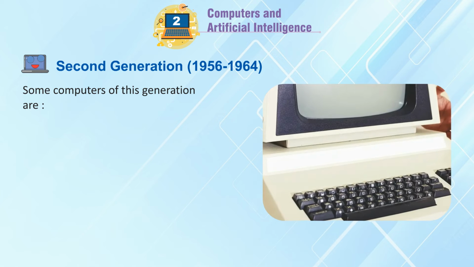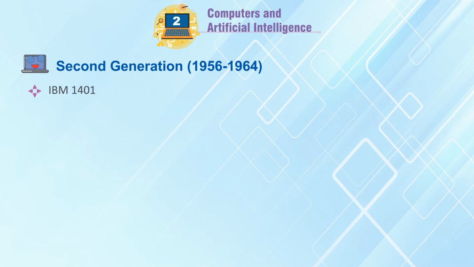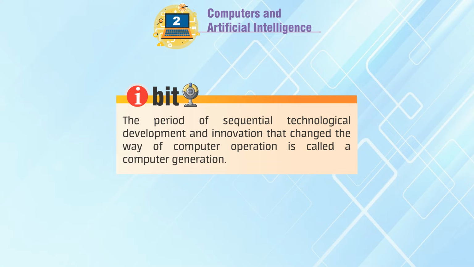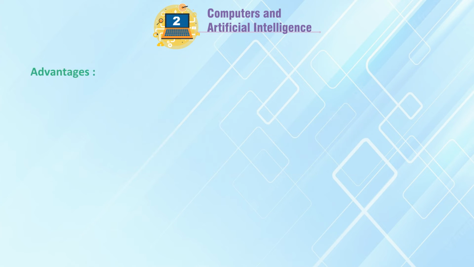Some computers of this generation are IBM 1401, NCR 7094, CDC 3600, RCA 501. The period of sequential technological development and innovation that changed the way of computer operation is called a computer generation.